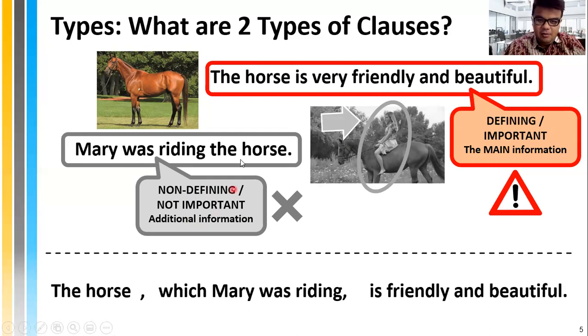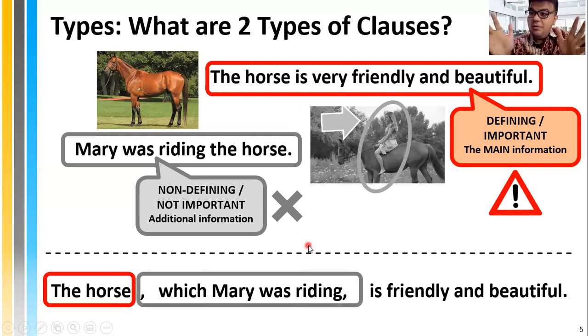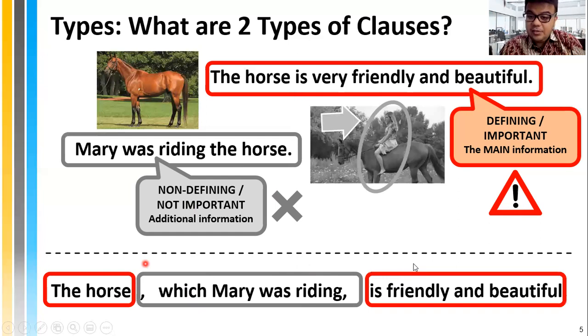So the red is the important or defining clause. The gray color is the non-defining, not important clause. So how do we color this? The horse is the important clause. Which, by the way, only by the way, Mary was riding, is the non-important, non-defining clause. How's the horse? The horse is friendly and beautiful. Defining, the important clause, is the main information.